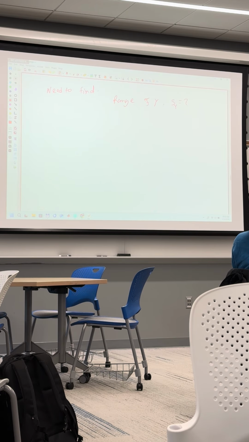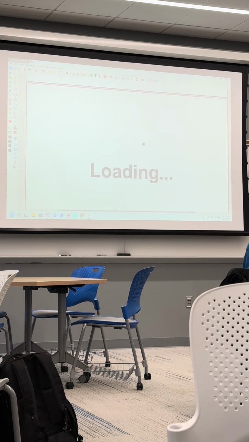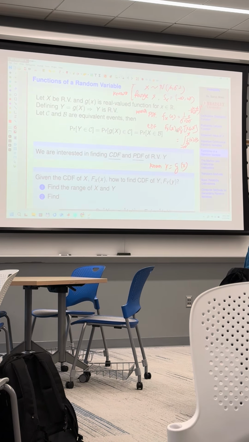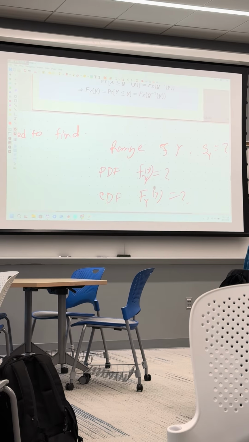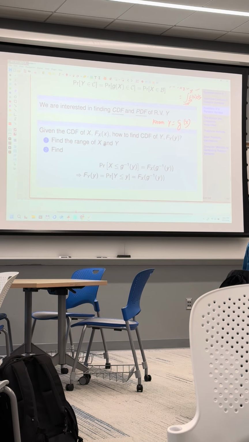We need to find the PDF of y, f sub y equals what? We need to find the CDF, which is F sub y equals what? So given the function of the random variable and given the distribution of random variable x, we need to find this quantity. And how to find it? This is what I mentioned.